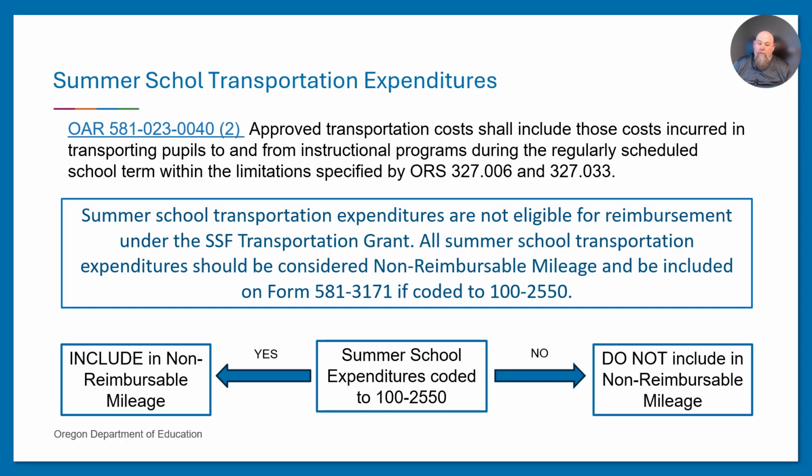All summer school transportation expenditures should be considered non-reimbursable mileage and be included on Form 581.31 if you coded them to 125.50. So again, just a real quick flow chart. If you have summer school expenditures that are coded to 125.50, then you would include them on the non-reimbursable mileage report. If you recorded those transportation expenditures somewhere else, like the summer school grant, maybe, you would not include them on your non-reimbursable mileage report.